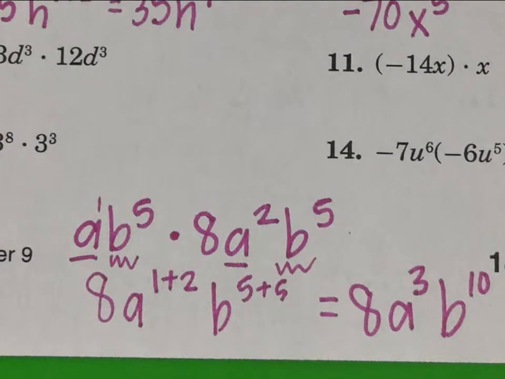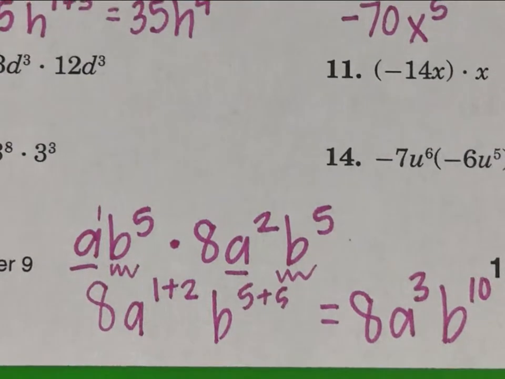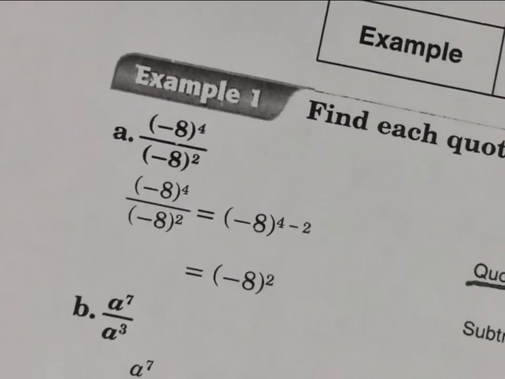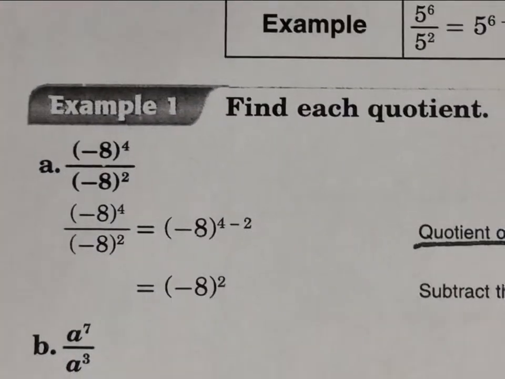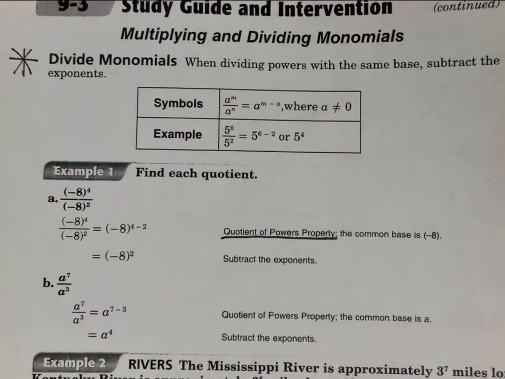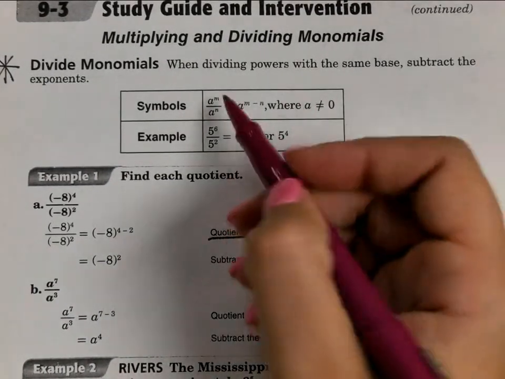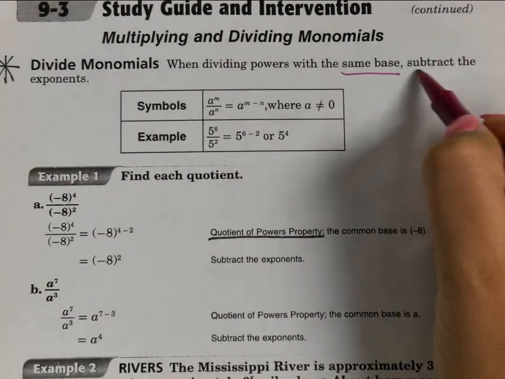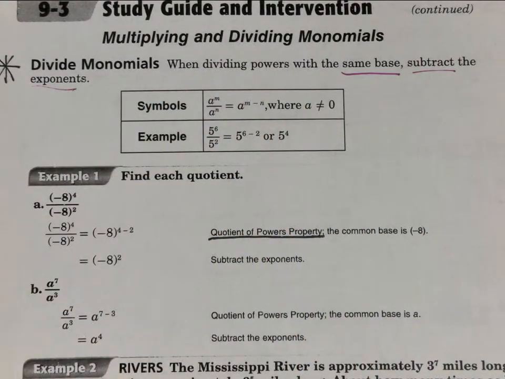Questions on multiplying? Hey, what's the opposite of multiplication? Division. So if I am multiplying monomials and I add the exponents, what do you think I'm going to do if I'm dividing monomials? Subtract them. I'm going to subtract them. So exact opposite. Okay. So if I'm dividing powers with the same base again, that means I'm subtracting the exponents.